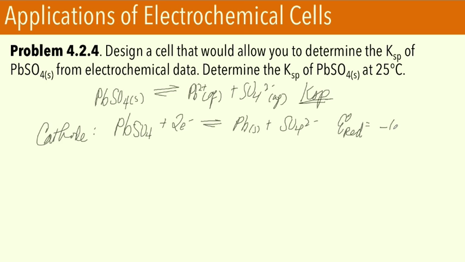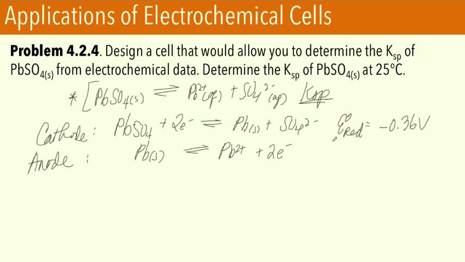For our anode, we should find a half reaction that involves lead solid and lead 2+ ions. We need to make sure that our lead solid is going to cancel out and replace it with lead 2+ ions, as indicated in our desired reaction over here. So this will be lead solid forming lead 2+ and 2 electrons. We have an oxidation here, so the standard oxidation potential is going to be the negative of the standard reduction potential as listed on tabulated standard reduction tables. So this is going to be equal to the negative of negative 0.13 volts.